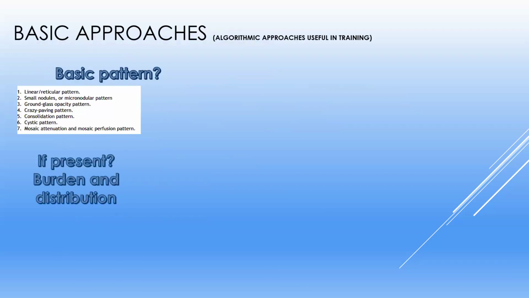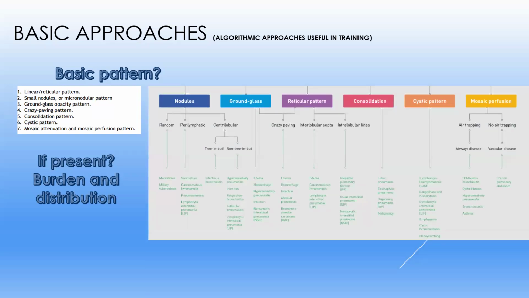In terms of our basic pattern, we talk about linear, reticular pattern, nodules, ground glass, crazy paving, consolidation. If present, it's important to see what the burden of disease is, and where it's distributed. There's actually a whole textbook on this. Interestingly, when we see nodules, where are they present? Is it perilymphatic, usually strongly associated with sarcoid? If we see ground glass opacification, what is that associated with? If we see a reticular pattern, what is the burden? Where do we see it?